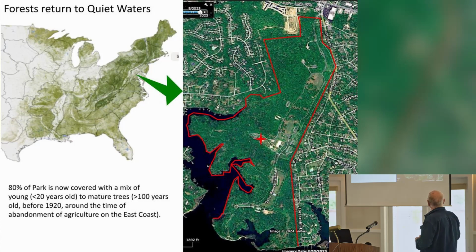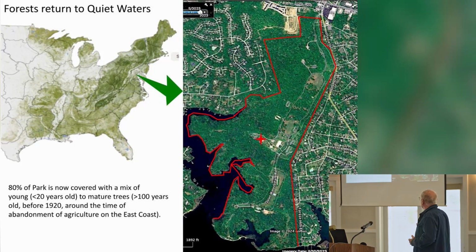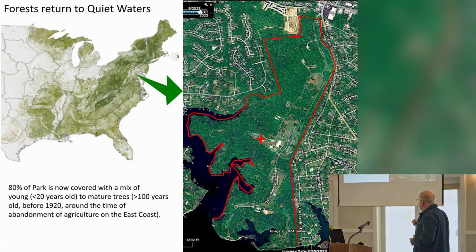Here's a picture of the park. Here's where we are right now. We have this large expanse of forest. There's some cleared areas, but about 80% of the cover of Quiet Waters Park is forested. And some of them are young trees that have grown since the park was established, and some are over 100 years old. So that's about the time when agriculture was abandoned for the whole eastern deciduous forest. We have trees that are about that old here at the park.